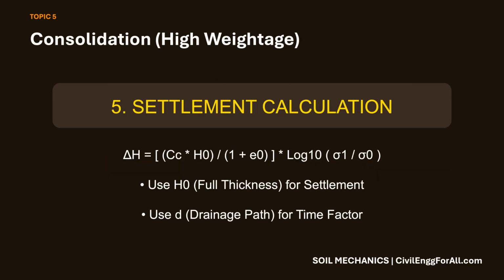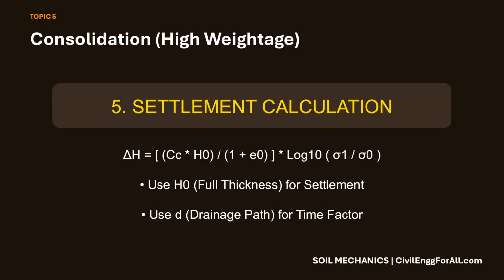Topic number 5. Consolidation. This is the heavyweight champion. You must memorize the settlement formula. Delta H equals Cc into H0 divided by 1 plus e0 multiplied by log base 10 of sigma dash 1 divided by sigma dash 0. Let me break that down. Cc is the compression index. H0 is the initial thickness of the clay layer. Sigma dash 0 is the initial effective stress, and sigma dash 1 is the final effective stress.